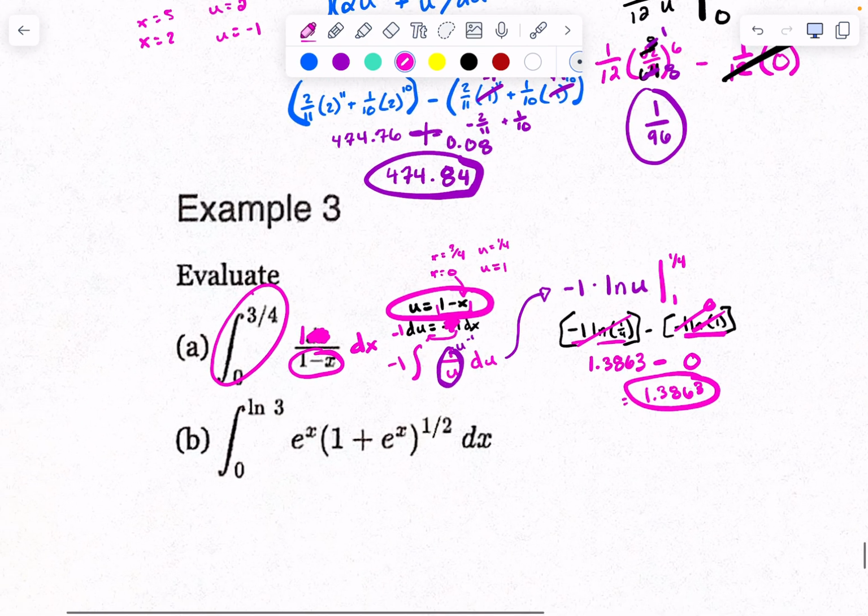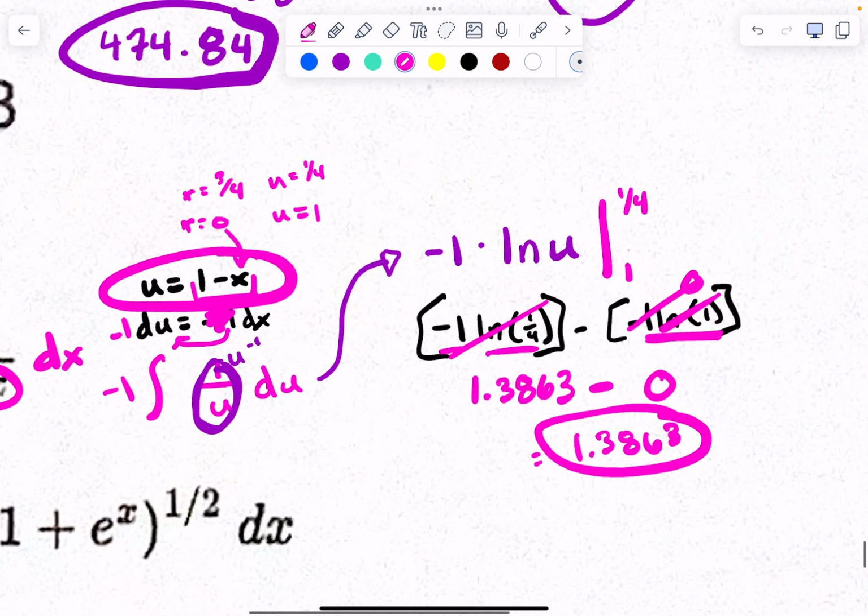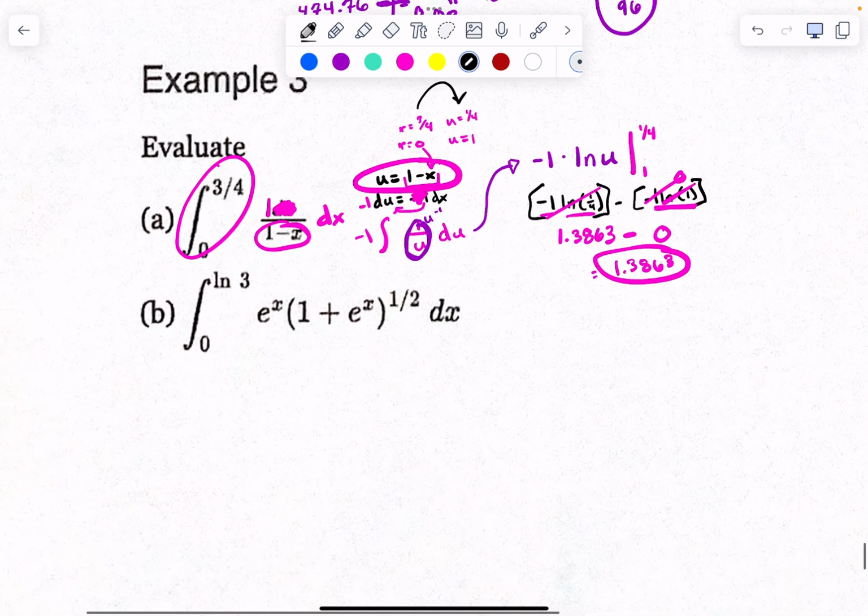Substitution. Again, in here, we're doing method 2, where we switch our limits of integration from one to the other. Okay, all right, part B.